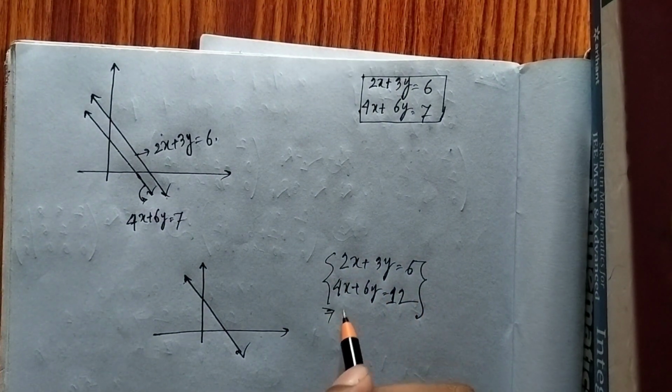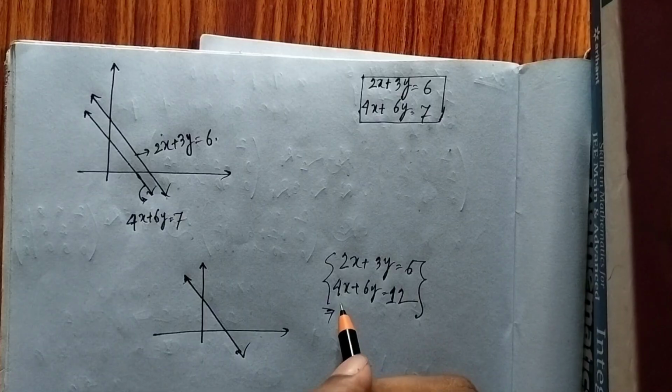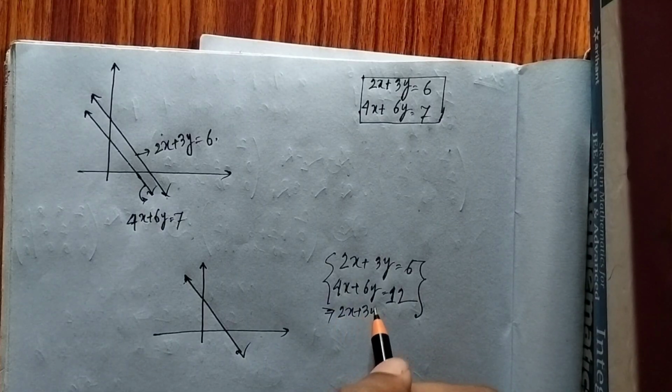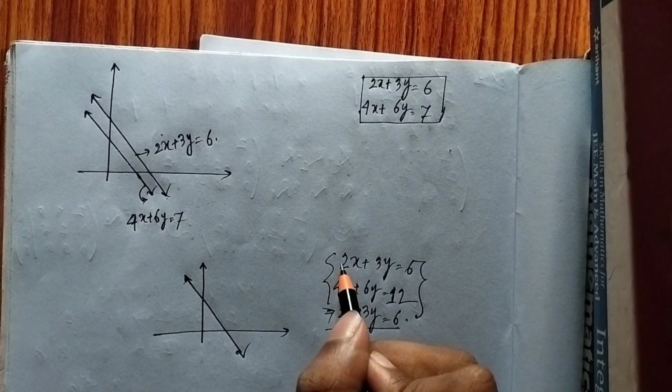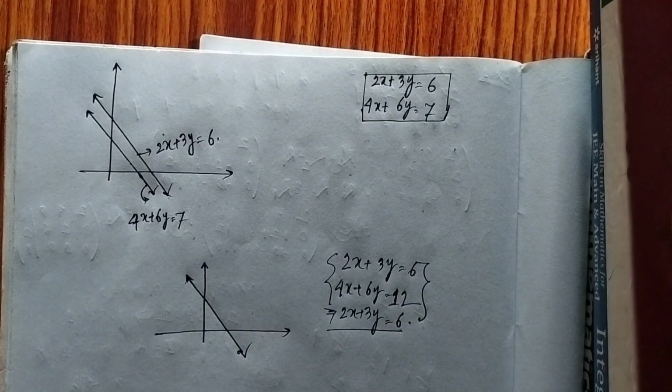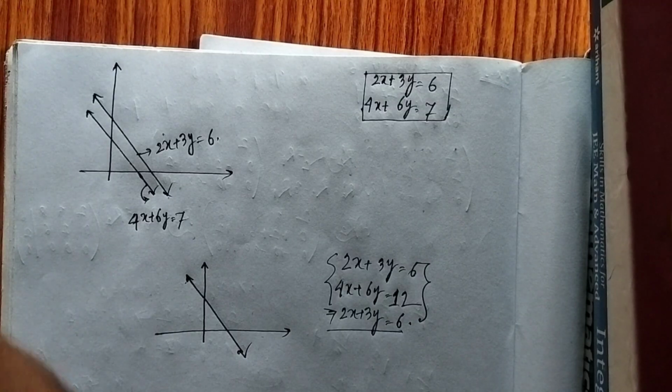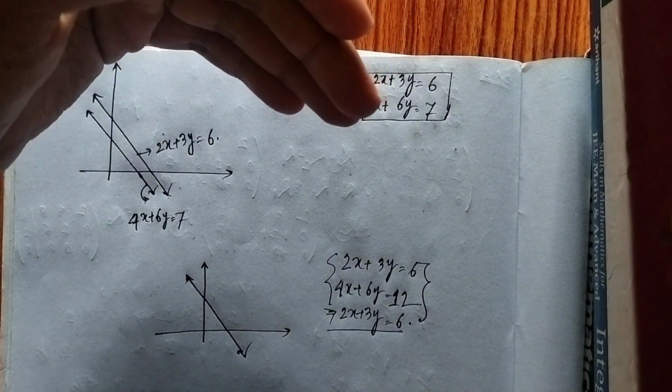Actually, we can derive it also. We can just take 2 common from it: 2x plus 3y equals 6. These are the same two lines. And from here the whole picture of having infinitely many solutions, having no solution, and having one unique solution became clear. But this is through 2D.